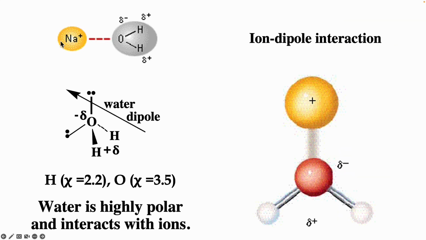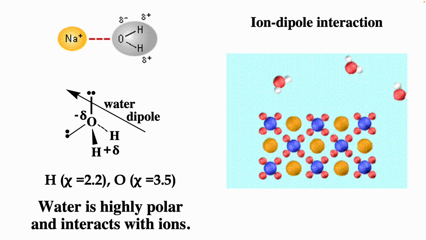And so here we have sodium in water. The sodium ion is a positive ion, and so it will be surrounded by the oxygen end of the water molecule. Remember, water is a very polar molecule. The oxygen has a partial negative charge. The hydrogen end has a partial positive charge.